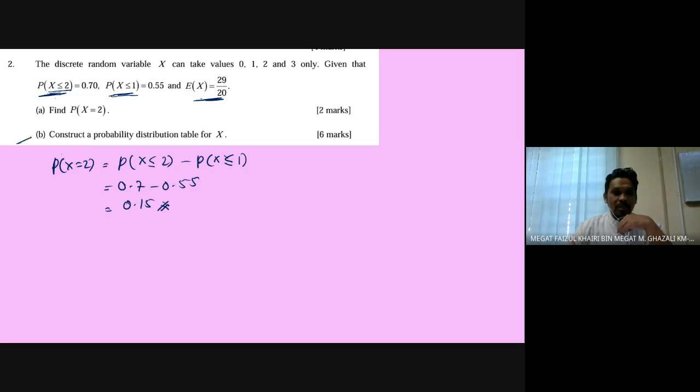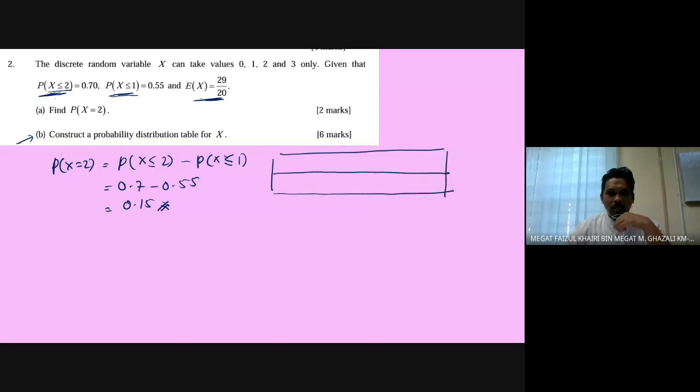Second question is to construct a probability distribution table for x. This is the solution for question A, find the probability of x equal to 2, done here. So then, x and probability of x. We have 0, 1, 2, and 3. The probability of x equal to 2 is 0.15.